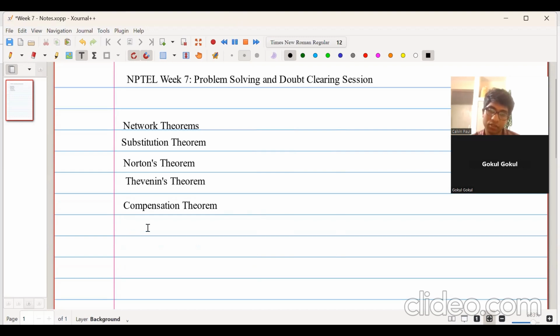Then we will also study some Tellegen's theorem and reciprocity theorem. So there we will first see these theorems.